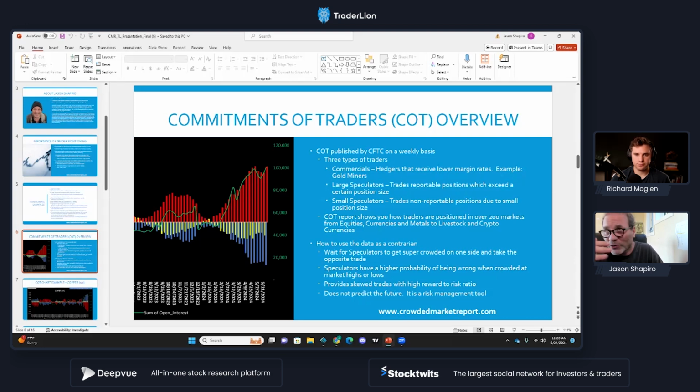And the speculators are broken into two groups: large speculators and small speculators. That's determined by whether you have a certain position size in your account. For each market there's a different level, but if you're over X amount of contracts, you have to declare that, and so you're considered a large speculator. Everybody else, me, you, whoever, falls into the small speculator category. So this data is all giving out where the commercial traders are positioned and where the speculators are positioned. This is what the chart looks like: the red being the commercials, the blue being the large speculators, and the yellow being the small speculators. There are a lot of ways to use this data.